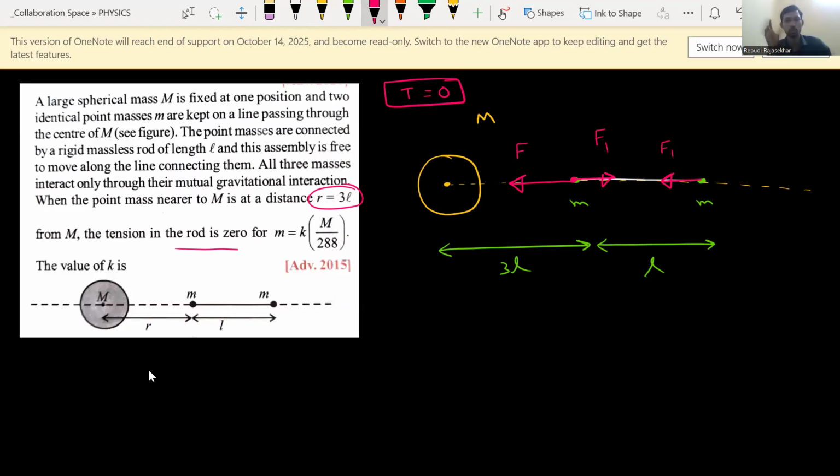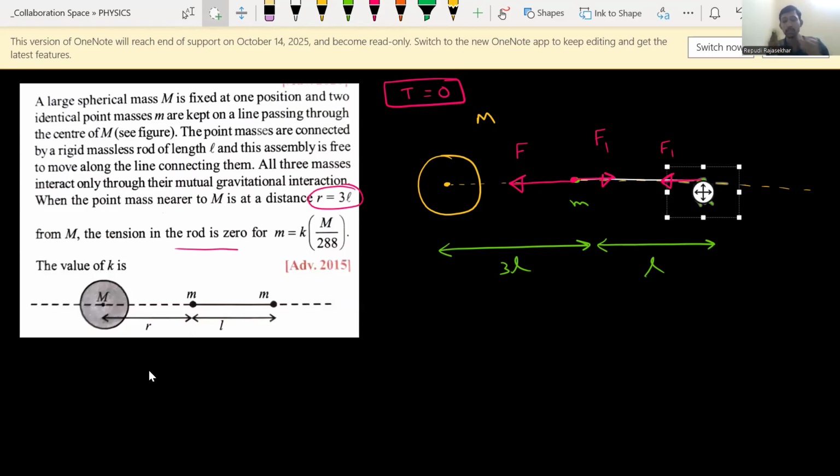Here understand the point. The midpoint, this is the midpoint, is experiencing two forces. What are those two forces? One is the force applied by the left side, which is due to capital M, and the right side force is due to small m.